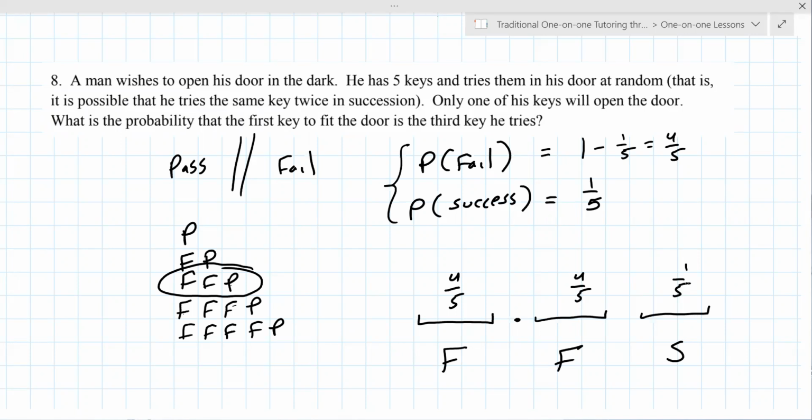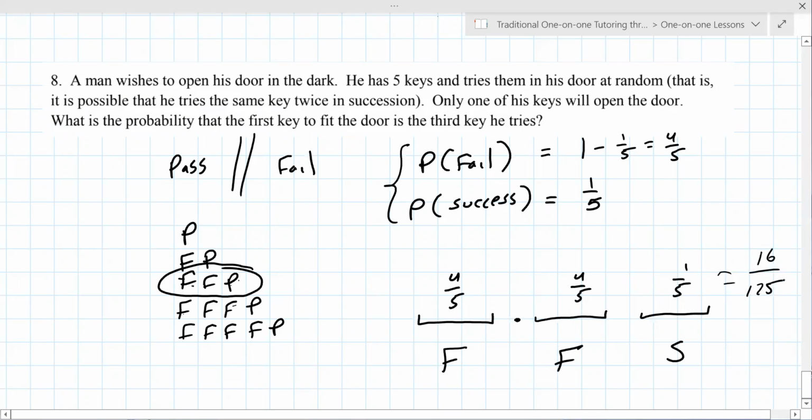And then what do you do from there? That's it. You multiply the numbers. When you have these compound events, failure and failure and success, you always multiply, just like in the previous problem. So I'm not doing it wrong? Are you saying like 5 times 5 times 5? Well, your numerator is 4 times 4 times 1, so 16 over 125. Okay, just making sure. Yes.